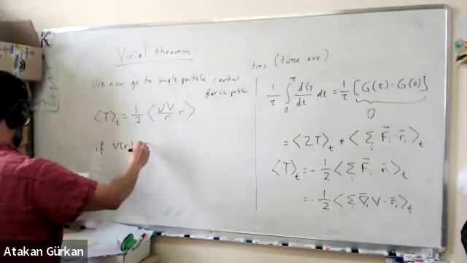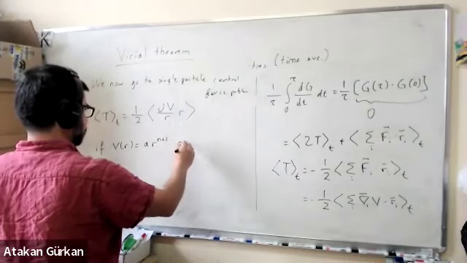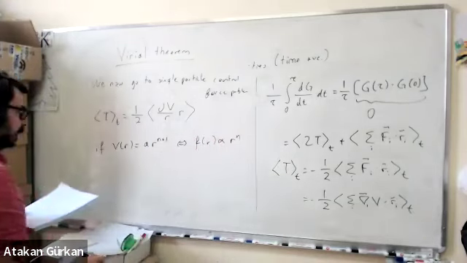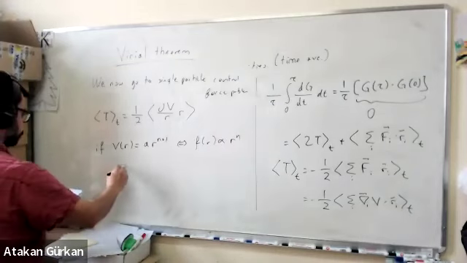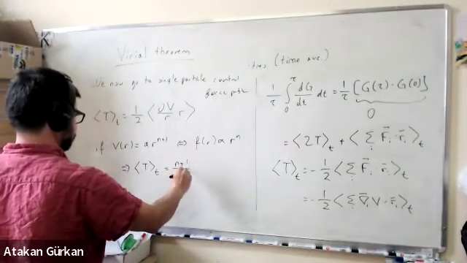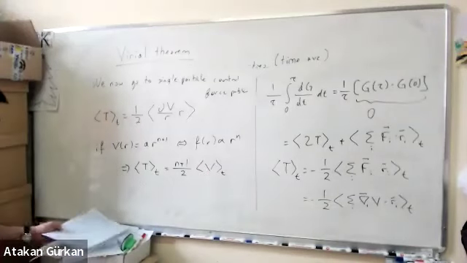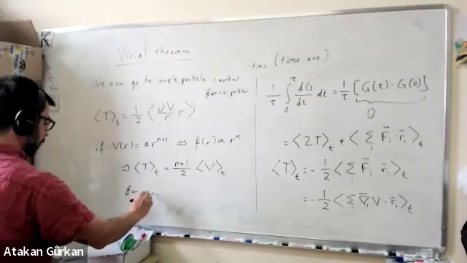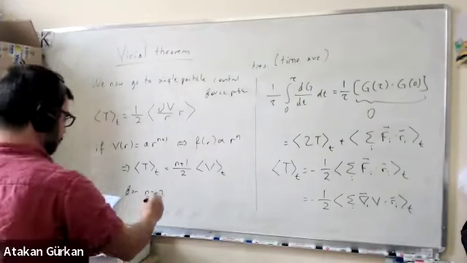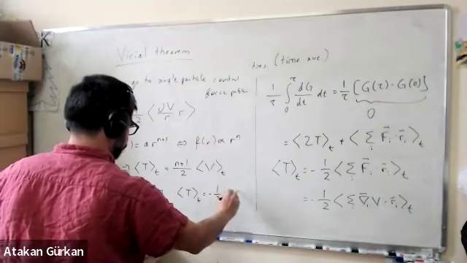Now, if the force f(r) is A r^(n), that is to say, f(r) is proportional to r^n, then your time average of the kinetic energy is going to be (n+1)/2 times the time average of potential energy. And for n equals minus 2, which corresponds to the central inverse-square force problem, we get the time average of T is minus a half the time average of V.